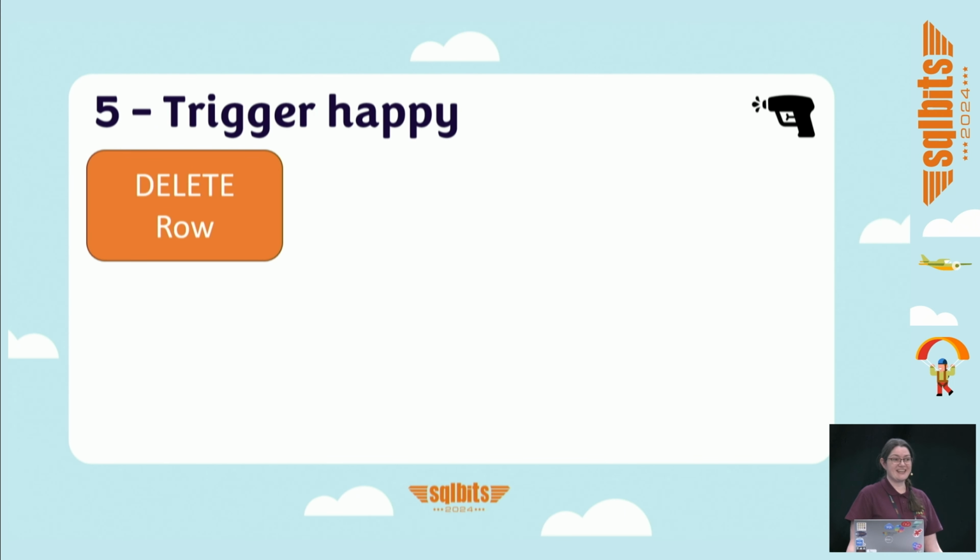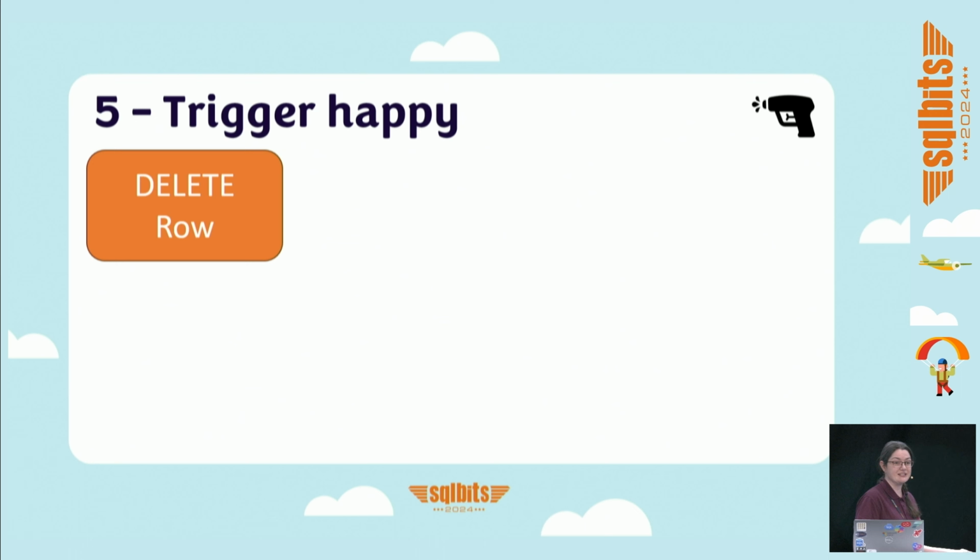So triggers, they can be very useful. They're automatic processes that run based on things that happen. But they must be used wisely. If they're used wrongly or to excess, they can cause performance issues for the database. They can also be a bit of a maintenance headache. So let's look at an example.